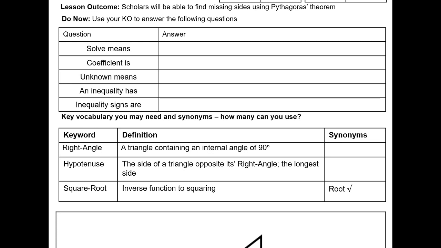An inequality sign has a greater than, a less than, or a greater than or equal to, or a less than or equal to sign. And those are the inequality signs that I've just listed.